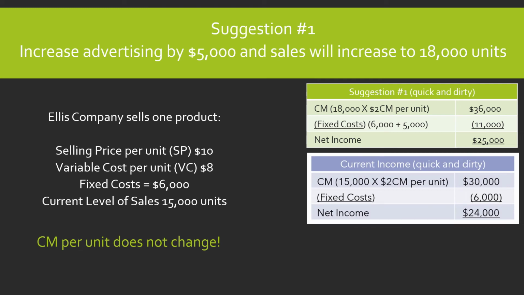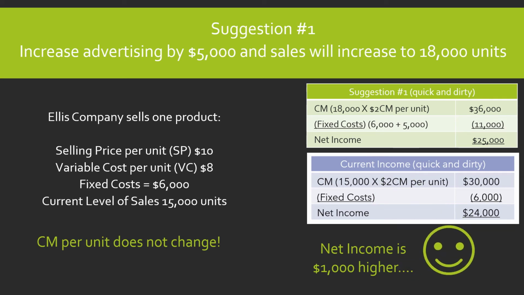Well, currently our net income is $24,000, and I like to make more net income. So suggestion 1 is $1,000 higher, and this makes me happy. I'm all about suggestion 1.